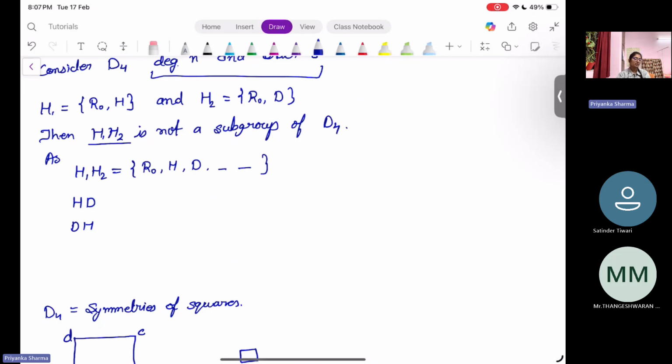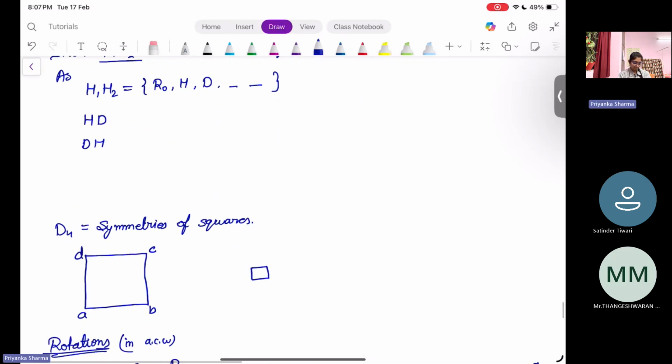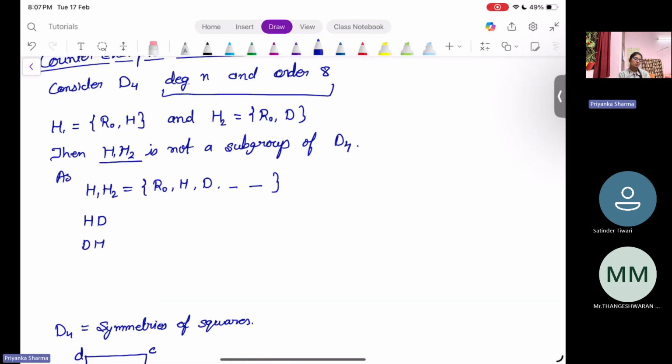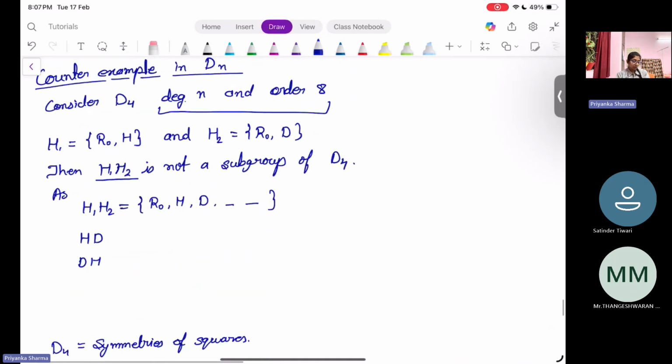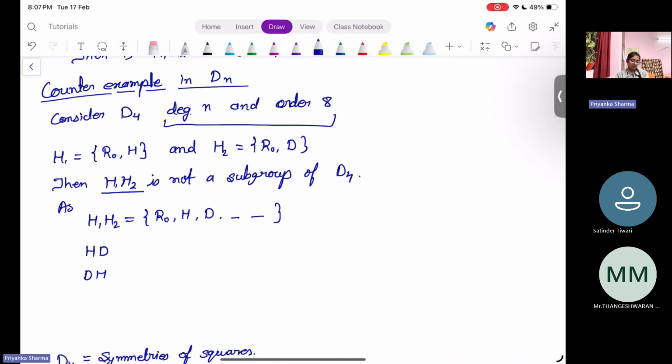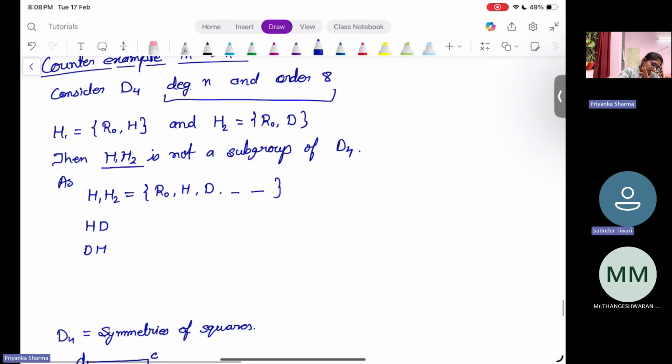So you can check this is not closed with respect to this operation. So this is a counter example. We are running out of time, so I'm leaving this for you. You can check this, and from this onwards, we will continue in the next session. Any doubt? But I would like to define what is HD.